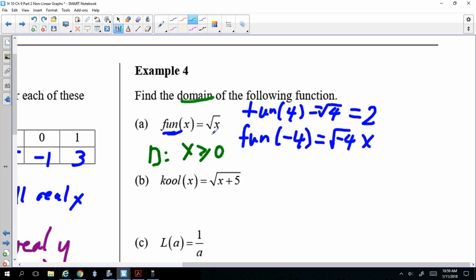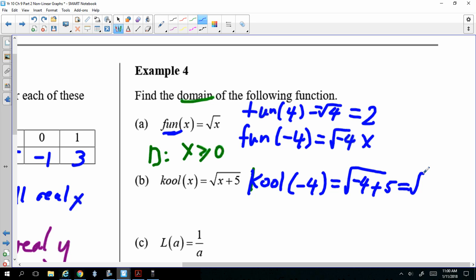Okay, let's look at what this one does. Now you can substitute -4, right? No problem, because if I substitute -4, I get 1, which is allowed. But can I substitute any negative? What if I substitute negative 10? That would not be acceptable. So it's not all negative values, only some negative values.